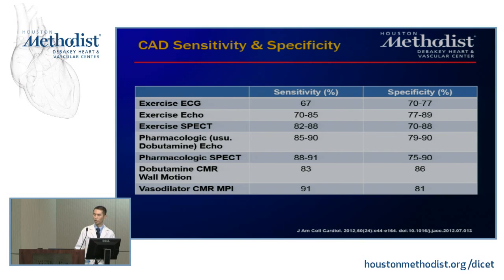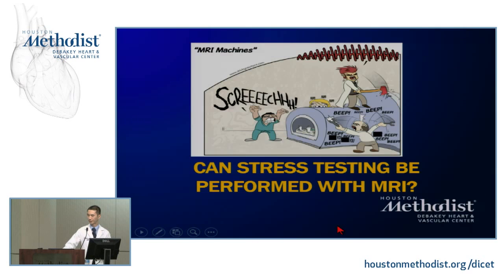Okay. In terms of how they compare in detecting significant CAD, shown here are the different modalities and stress combinations you can do. Exercise ECG, unfortunately, is very poor at it, with sensitivities in the 60s and 70s. Echo improves it to some degree, and so does SPECT. Pharmacologic stress testing improves it further, as you can see here, to the 80s and 90s.